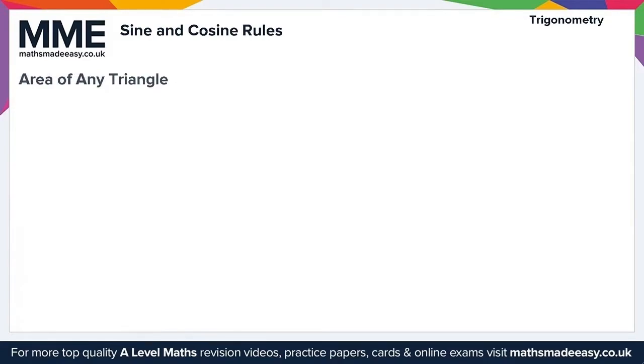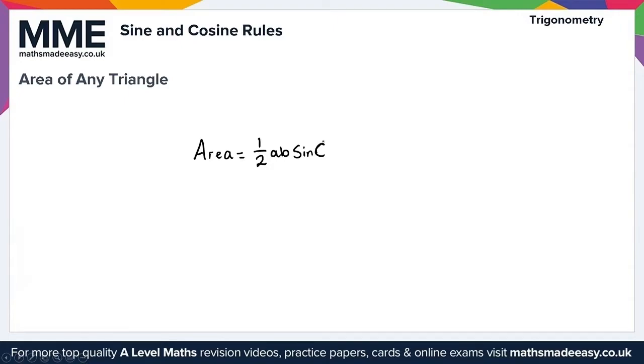Moving on now to find the area of any triangle. And here this formula can be used for any pair of sides where the angle in between is known. Okay? And the formula is simply as follows here. So we write this as the area is equal to a half of ab, so a times b times sine of C there. Okay.